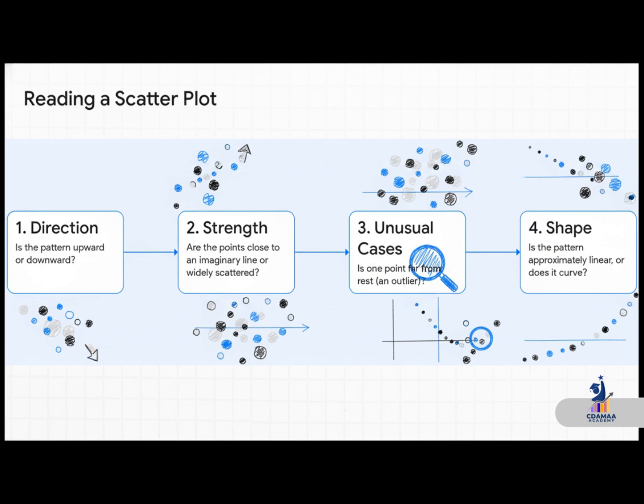Nope. Think of yourself like a detective. You're at the scene and you're hunting for 4 specific clues. First, direction. Is the cloud sloping up or is it sloping down? Second, strength. Are the dots all packed tightly together or are they scattered all over the place? Third, any unusual cases? Is there a dot that's way off by itself? We call that an outlier. And finally, number 4, shape. Does it look kind of like a straight line or is there a curve to it?